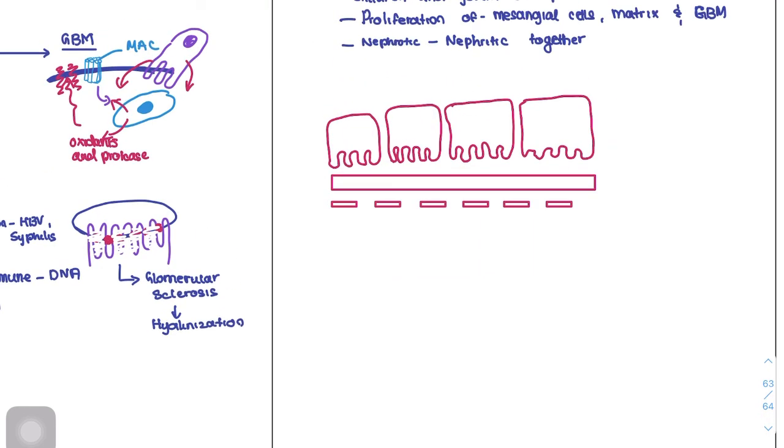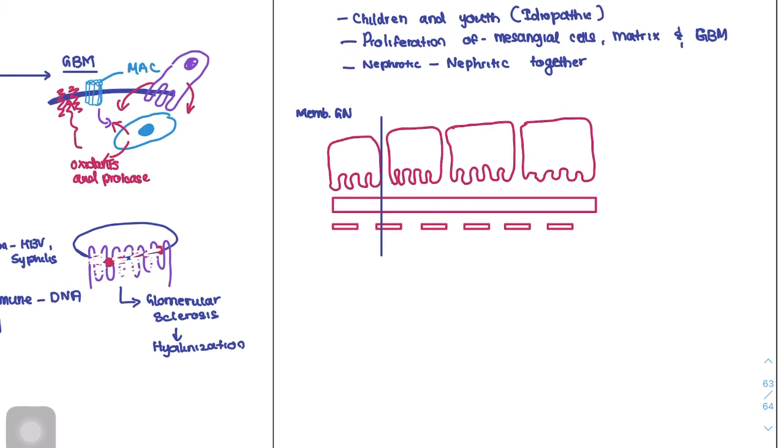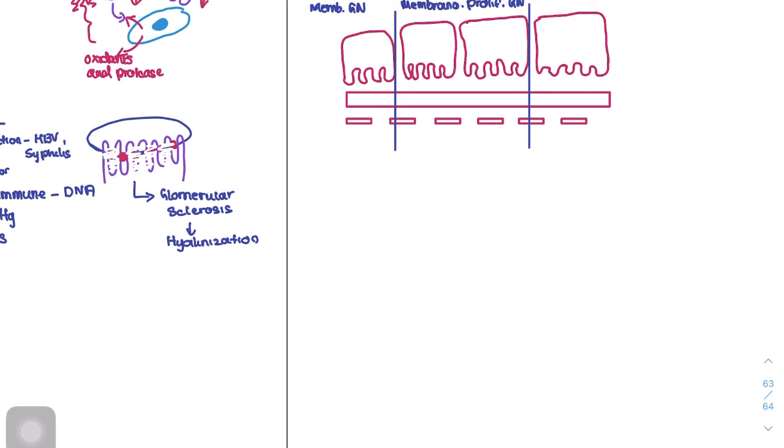First, I'll take the membranous glomerulonephritis. This will be Membranoproliferative Glomerulonephritis. And in membranous glomerulonephritis, we get the deposits like this.